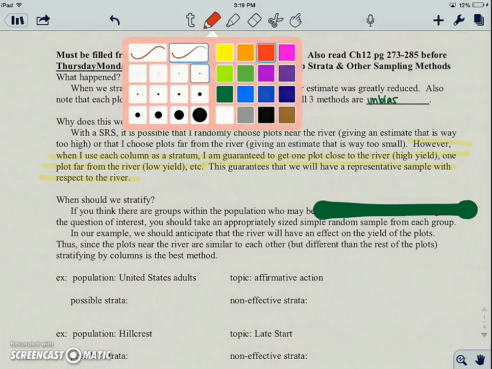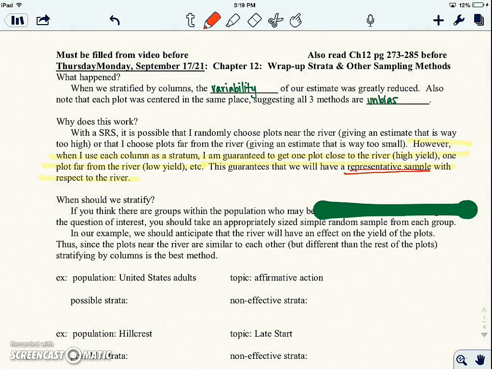And that's the key word. We need a representative sample. Okay? Making a sample bigger isn't always helpful if it's not representative. You can have a fairly small sample size if it's representative of the whole population. So the biggest question then is, when should we stratify?